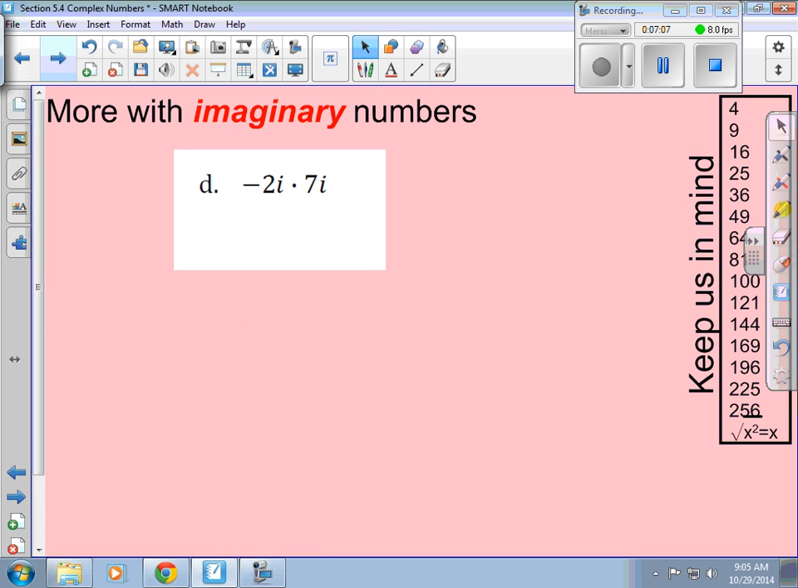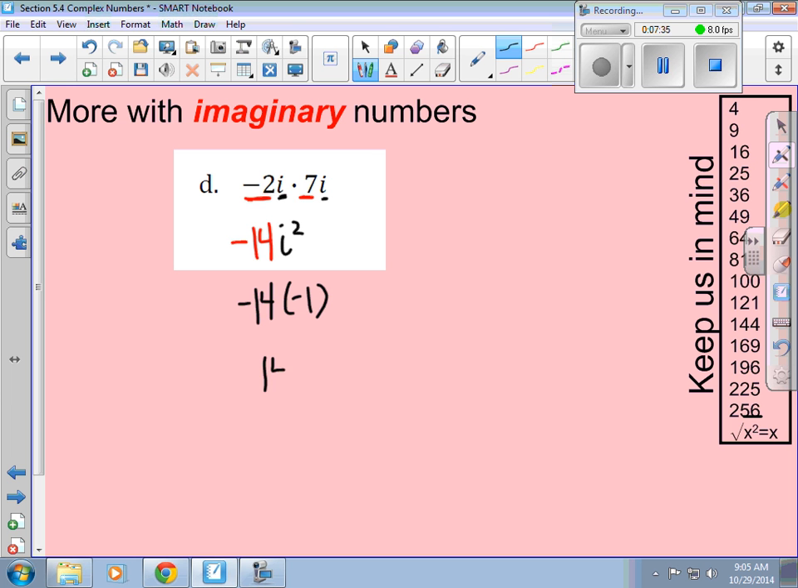D on the notes. Okay. So more with imaginary numbers. So I have -2i times 7i. So you can go ahead and just multiply the parts that are the same. So -2 times 7 gives you -14. And then you would go ahead and multiply i times i, which gives you i squared. And we know that i squared is the same thing as -1. So I would have -14 times -1, which gives me 14. Okay.